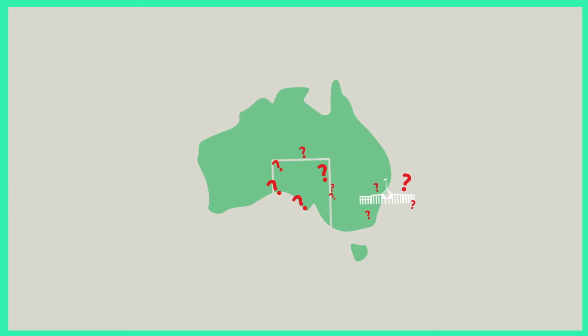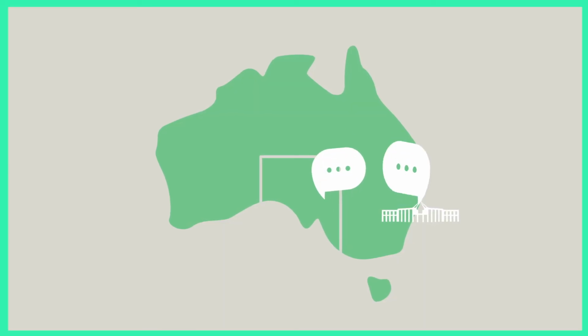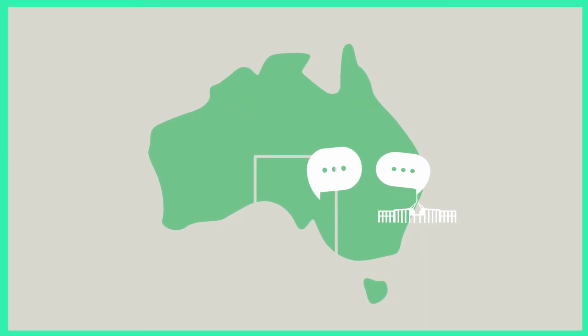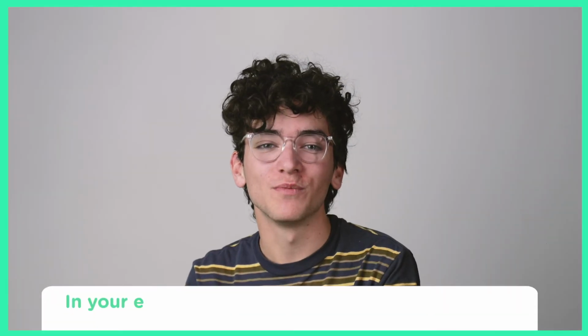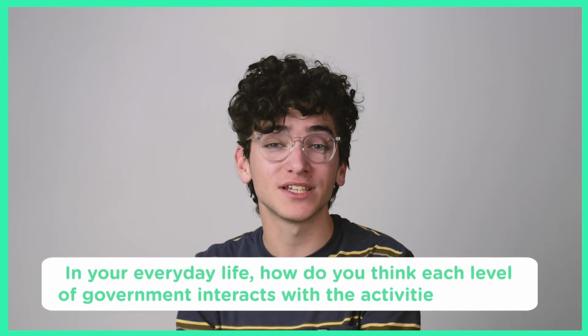Sometimes it's unclear whether a state or a federal government is responsible for an issue. When this happens, the two governments will negotiate to ensure the ideal outcome, which often results in the federal government partly funding state government activities. So over to you. In your everyday life, how do you think each level of government interacts with the activities you do?